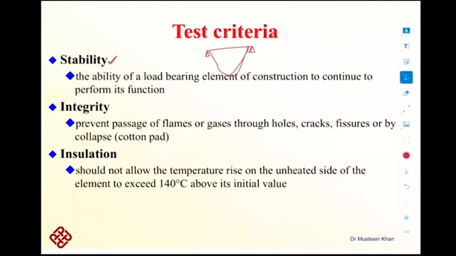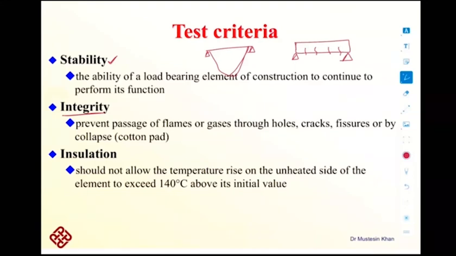So it should maintain its stability, and if it lost its stability, it means you consider that it has failed. The other criteria by which you consider the failure of the structural member is the integrity. It means that if you are testing a beam, and because of the exposure to fire, it develops some cracks. And within those cracks, if you see any flame, it means that the structure has failed in the integrity. So this is another criteria by which you can assume your structure to be failed.